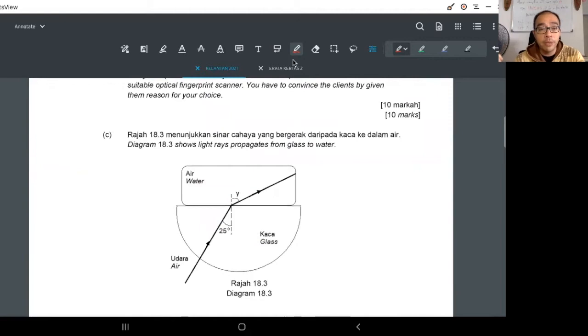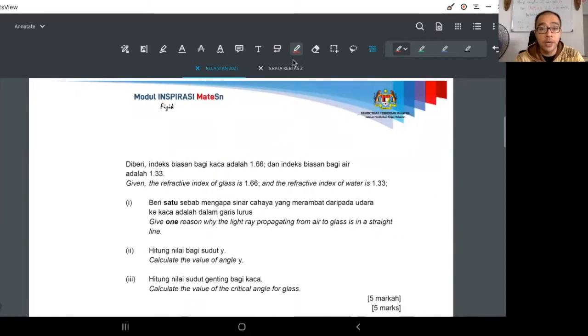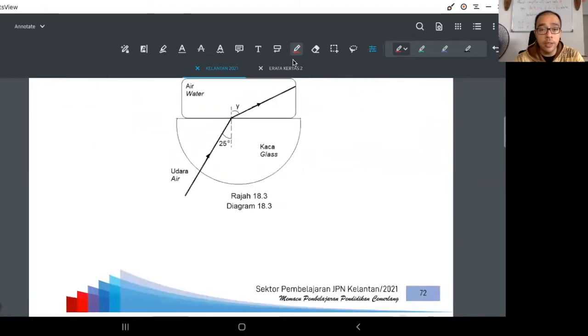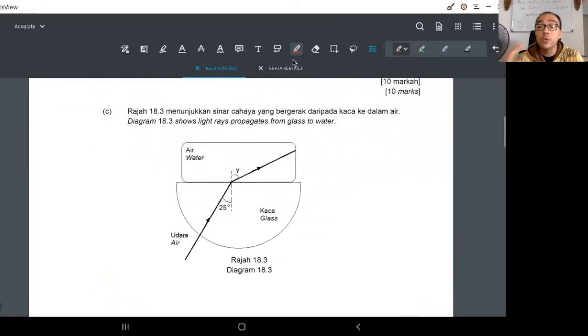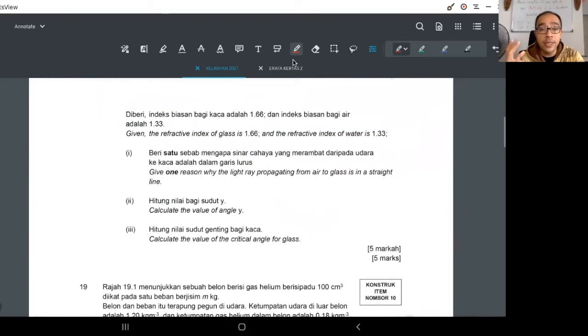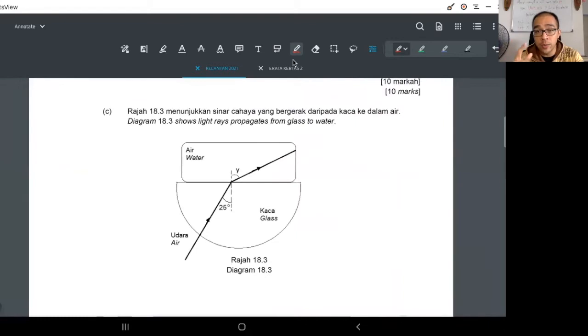Okay, diagram 18.3 shows the light ray that propagates from glass to water. So it's going from glass to water. Given the refractive index of glass is 1.66, refractive index of water is 1.33. So this is n equals 1.66, this is n equals 1.33.